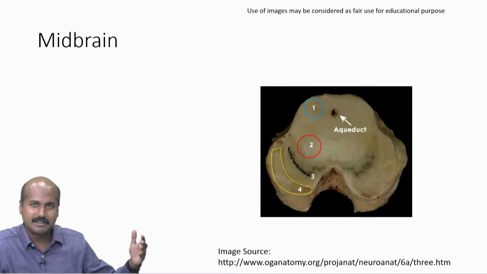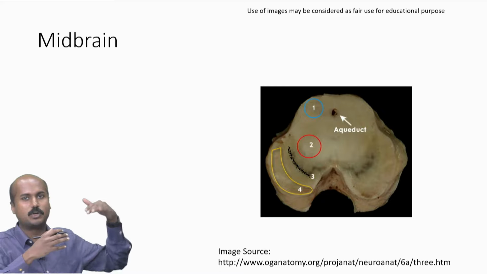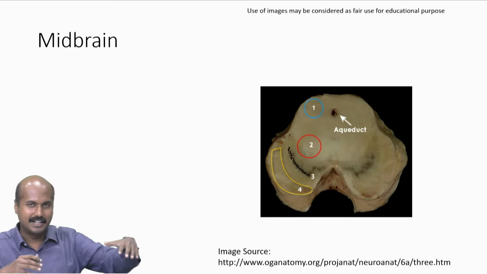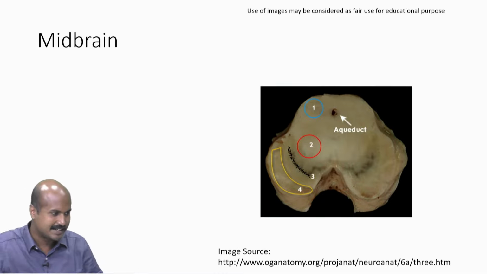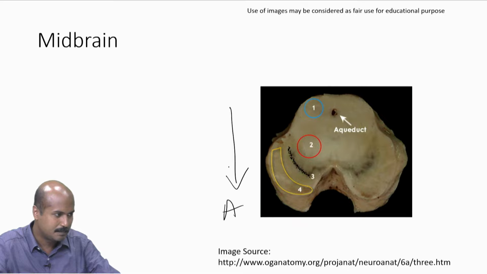As I said before, since the midbrain is difficult to visualize, the easiest way to learn about the midbrain is to cut through the level of the midbrain and look at that. So this is a cut section, and what you are seeing here, let me get you oriented. This is the anterior aspect and this is the posterior aspect.